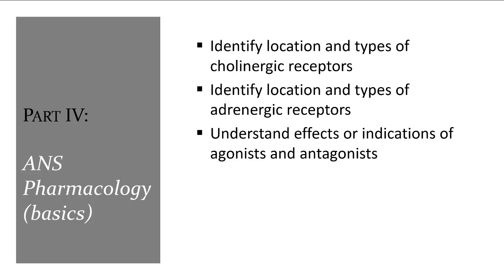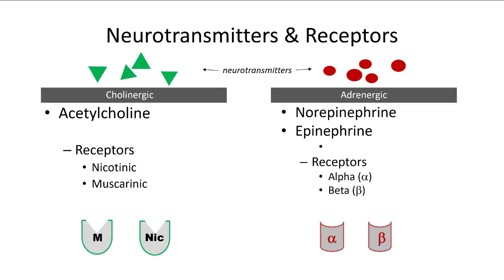So now we'll go on to identifying the pharmacology components, most of which we've discussed. You're aware that cholinergic and adrenergic are the two groups of neurotransmitters. Acetylcholine is in the cholinergic family, and it binds to muscarinic or nicotinic receptors. The adrenergic family responds to norepinephrine and epinephrine, and the receptors in that family are alpha or beta.